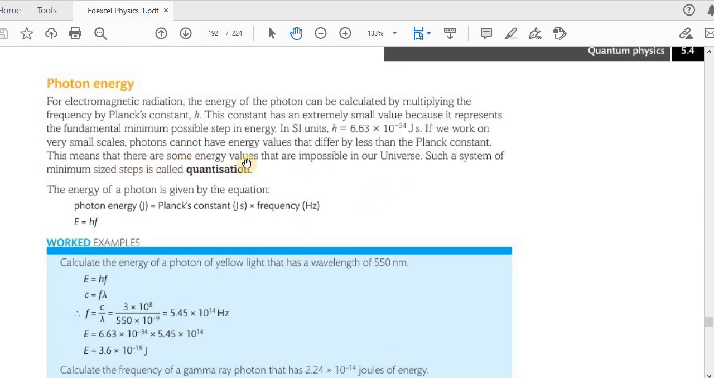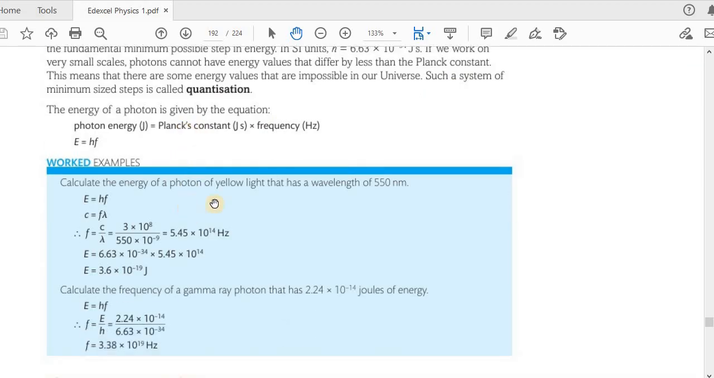This means that there are some energy values that are impossible in our universe. If you look at the ruler, the smallest division is 1 millimeter, so it has to be a whole number of millimeters. You can't have in a ruler 1.5 millimeter division. If it's calibrated with the smallest division, which we call the degree of precision, to be 1 millimeter, it should be 1 millimeter, 2 millimeters, 7 millimeters, a whole number of millimeters. So you can't have 7.3 millimeters on a ruler. It's something like that.